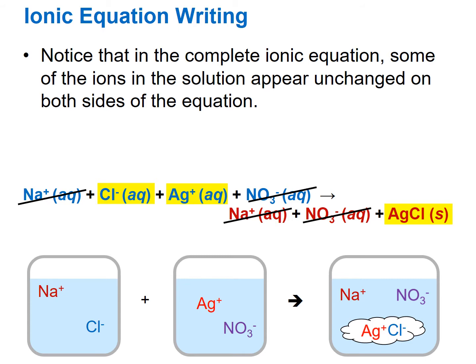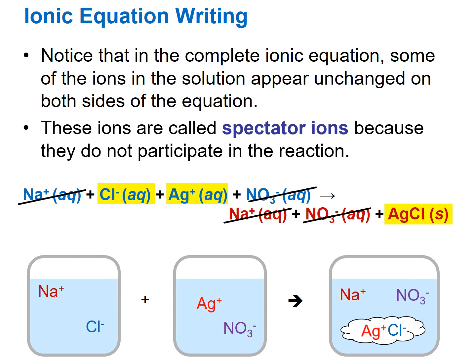So what about the sodium and the nitrate? What would we classify those as? Because they didn't do anything. All they did was hang around in the vat and watch silver and chloride do something. Well, there is a name for those, and we would call them spectator ions. So the sodium and the nitrate would be considered spectators because all they do is watch. They're creepy, voyeuristic ions. They watch.